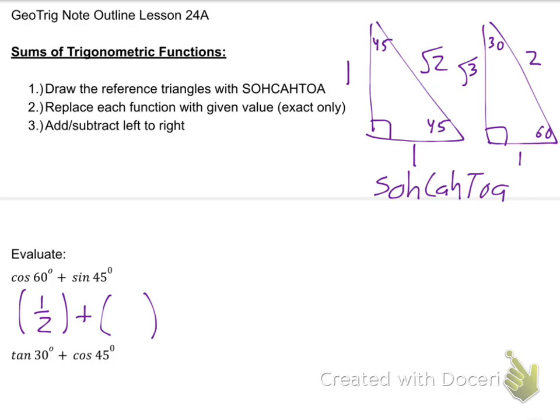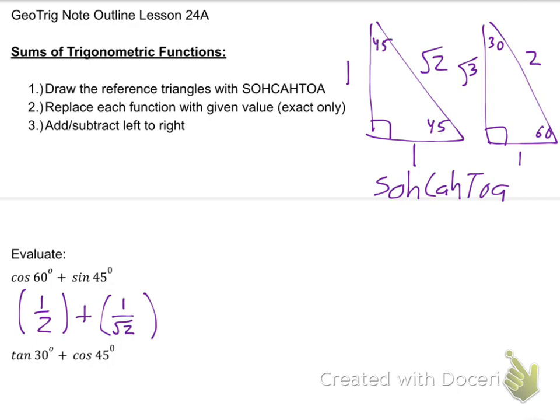Sine of 45. Sine of 45, I go to 45. I don't care which one you go from, because it's going to be 1. It will be the same. Opposite of 45 is a 1. The hypotenuse is always square root of 2. So this becomes 1 over square root of 2. We don't like square roots in the basement.